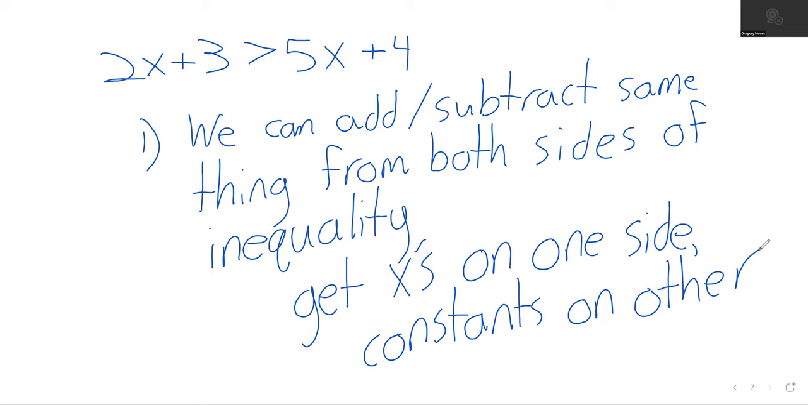And we have two options for unmixing our x's and our constants. We could bring our x's over to the left and our constants over to the right, or vice versa. I'm going to make an executive decision here. I'm going to say that we're going to bring our x's to the right and our constants to the left. And let's see how that works in practice.